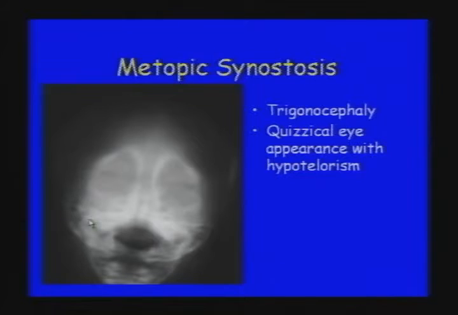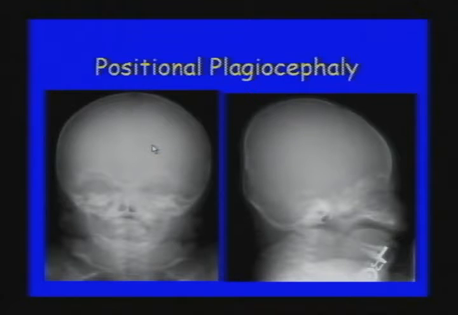Metopic synostosis gives you the quizzical eye deformity and hypotelorism, and that's because this suture is fused so the head can't grow side to side. If you look at them at a steep Waters view, you'll see like a keel of a ship, or trigonocephaly, as well. Now, I've never seen isolated lambdoid synostosis.